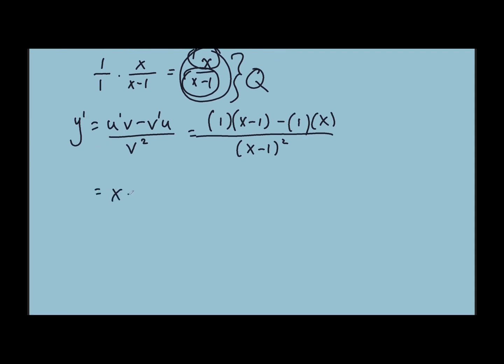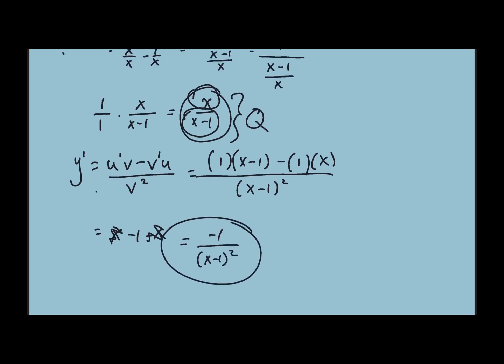So what do we got here? We have x minus 1 minus x, so those are just gone. And we're just going to get negative 1 over x minus 1 squared. How beautiful is that? That's not so bad. What about the next problem?